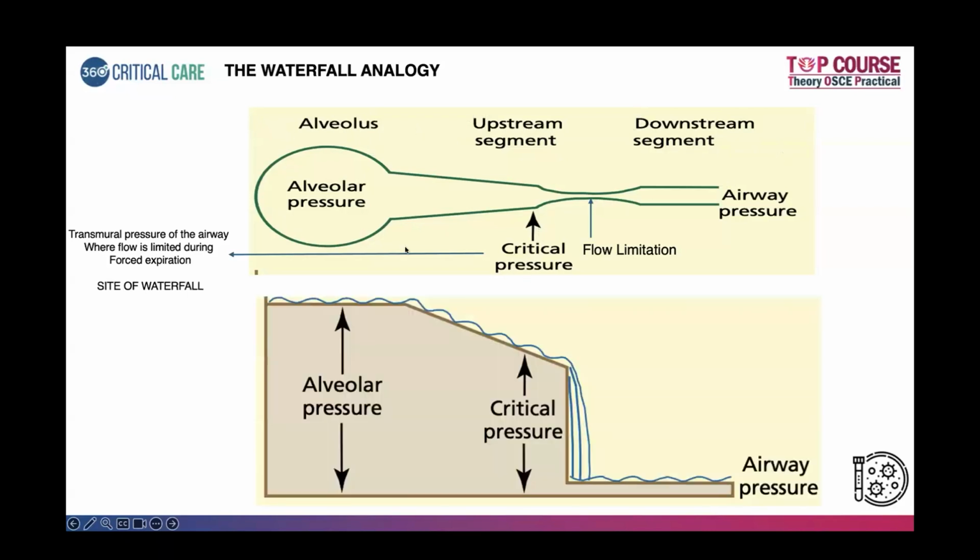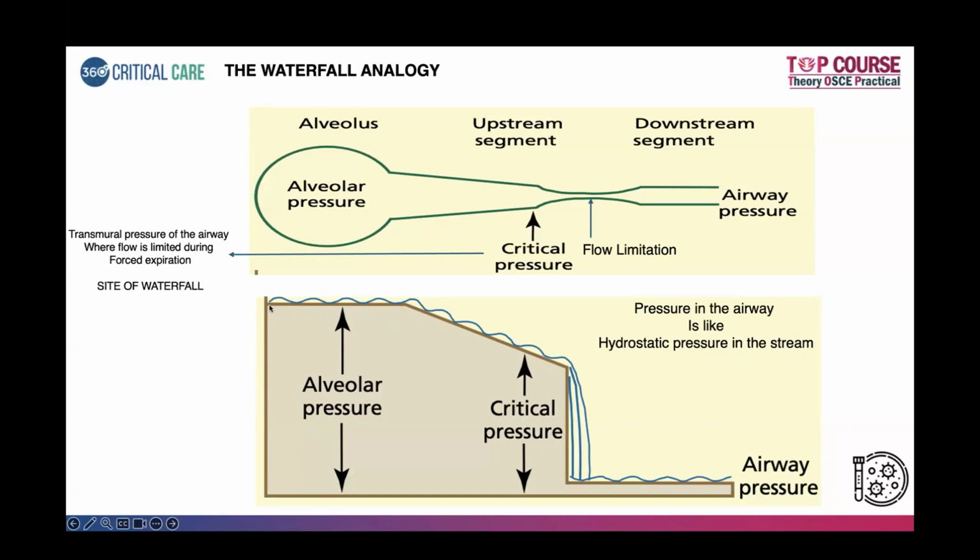So if this initial diagram is clear, then we can go into the second part of it. Because of the development of an auto PEEP, the alveolar pressure will be higher, that will be positive. Because of this flow limitation, it will cause an increase in pressure needed to push the gases from the distal, that is from the upstream segment to the downstream segment. That can be compared to a hydrostatic pressure in the stream.